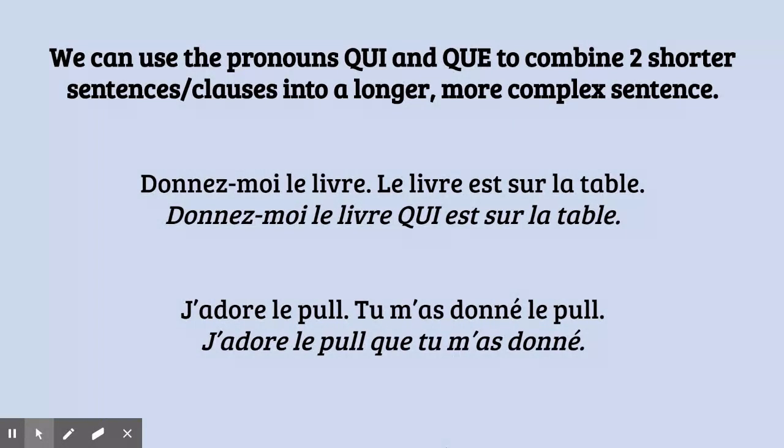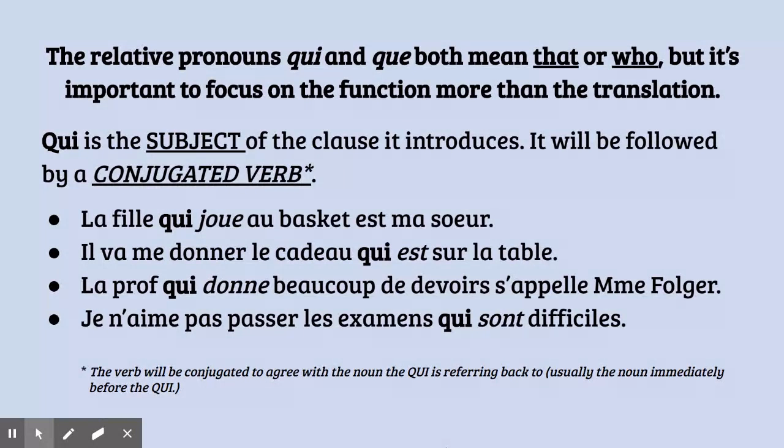Another example: j'adore le pull, tu m'as donné le pull. I love the sweater, you gave me the sweater. J'adore le pull que tu m'as donné. I love the sweater that you gave me. So rather than having a bunch of short little French sentences, you can combine those using qui and que to make longer, more complex, more interesting sentences.